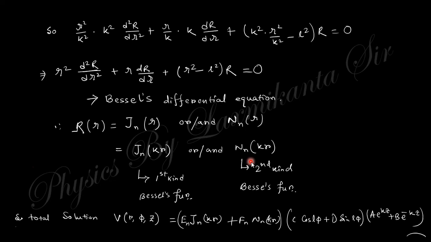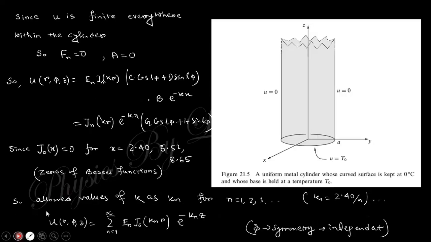This is the first kind, this is the second kind, and the linear combination of these two will be the total solution. So this is the total solution of this partial differential equation, that is, the Laplace equation in the cylindrical coordinate system.